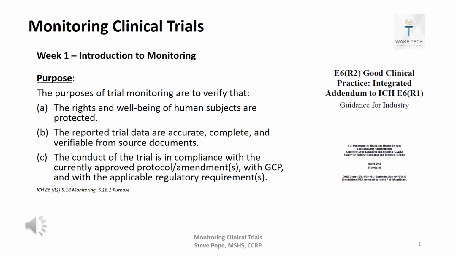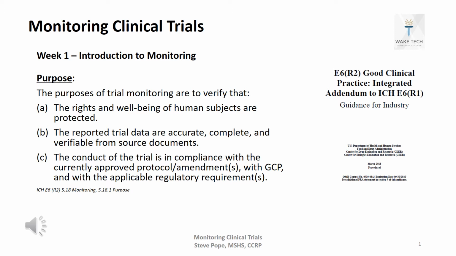If you see on your screen, I've got several purposes there. These come from ICH E6 R2, which is mainly the principal guiding document for everything that I do in this course. So we've got a couple of purposes. First, we're going to ensure that the rights and well-being of human subjects are protected. We want to make sure that they're properly consented to participate in the trial.